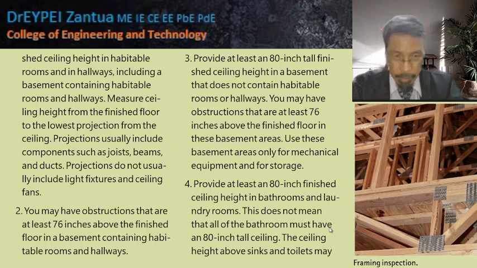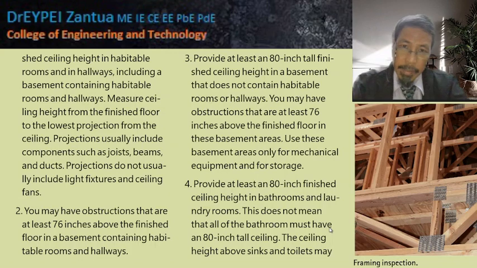So as we have already explained, you may have obstructions that are at least 76 inches above the finished floor in a basement containing habitable rooms and hallways. You can have obstruction. Okay, provide at least 80 inches tall finished ceiling height in a basement that does not contain habitable rooms or hallways. 80 inches.